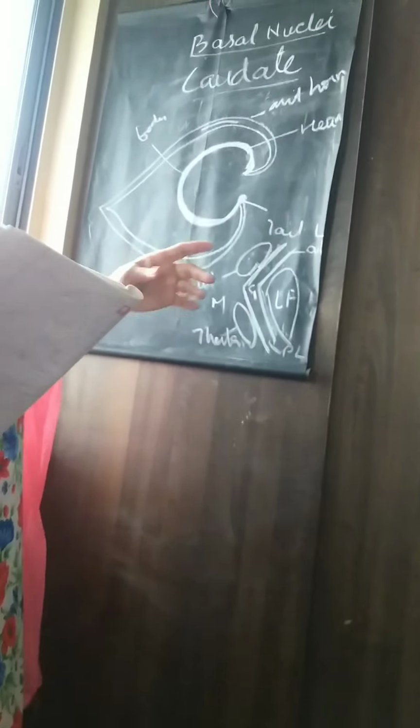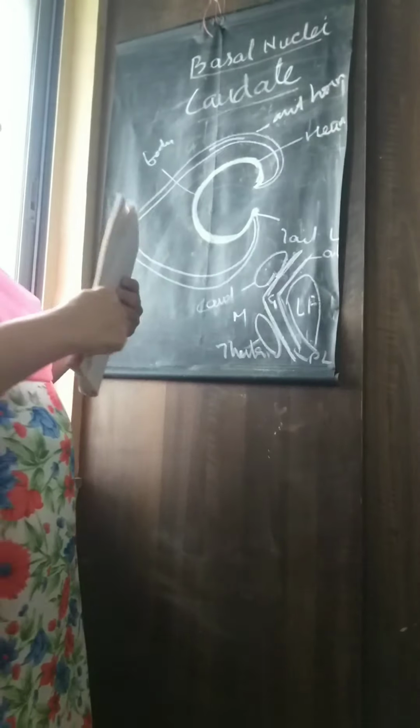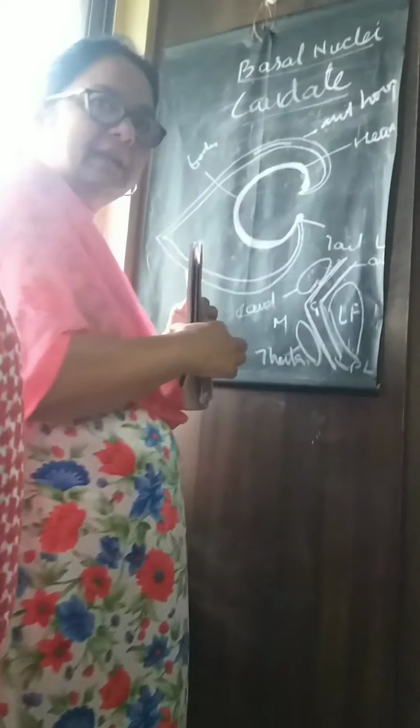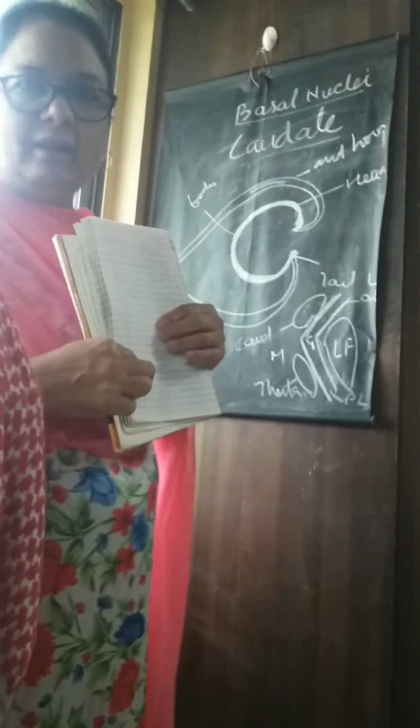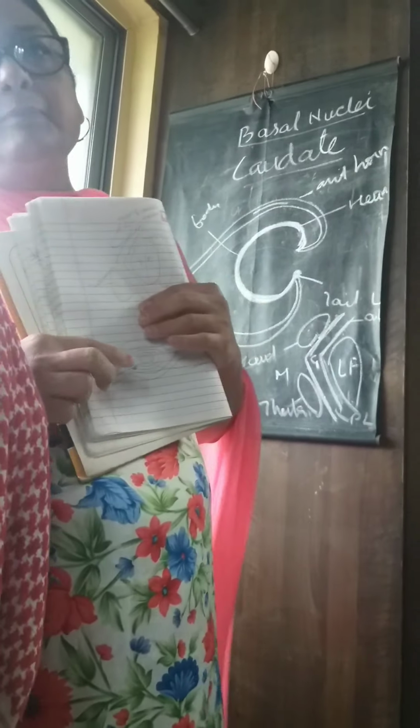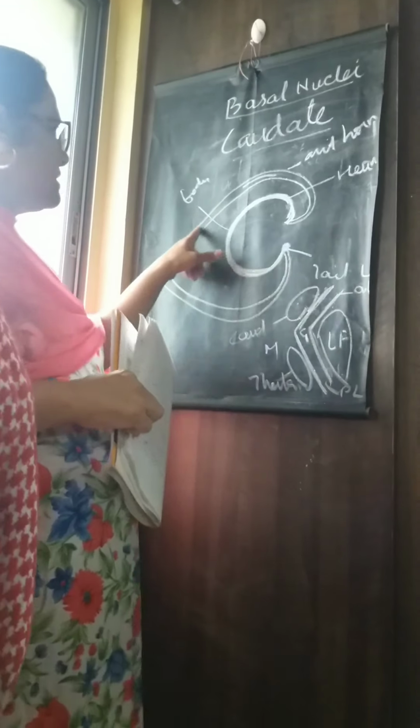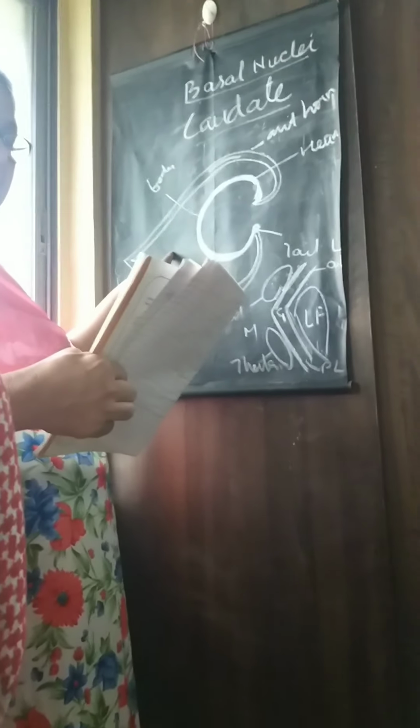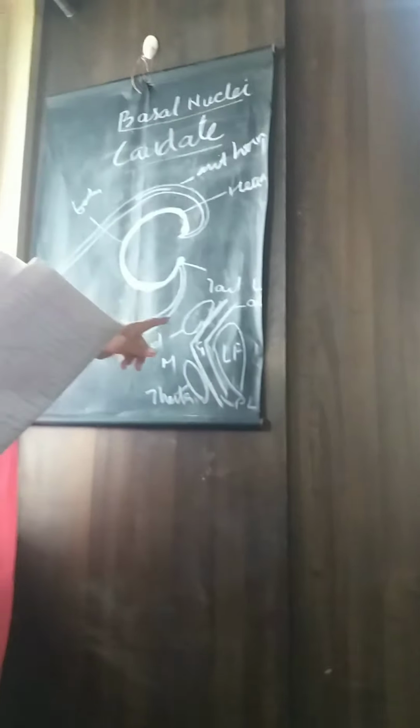Now the body forms the floor of the central part of the lateral ventricle. You all know, I had drawn the diagram while teaching the lateral ventricle. I hope you have gone through the previous videos. So see, this is the central part of the lateral ventricle. It forms the floor of the central part, and it lies medial to the posterior limb of the internal capsule.